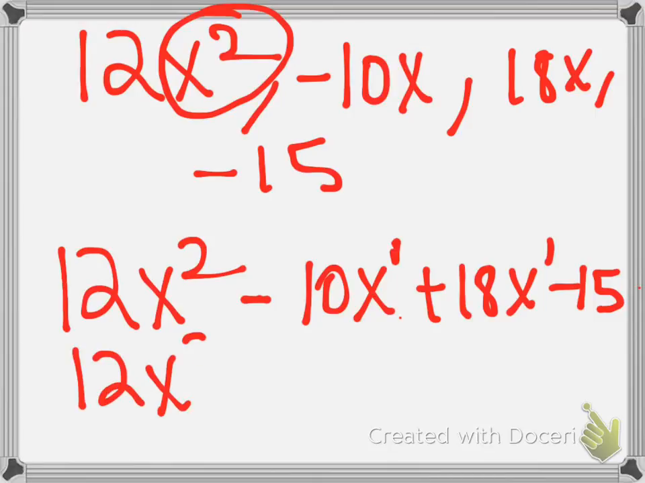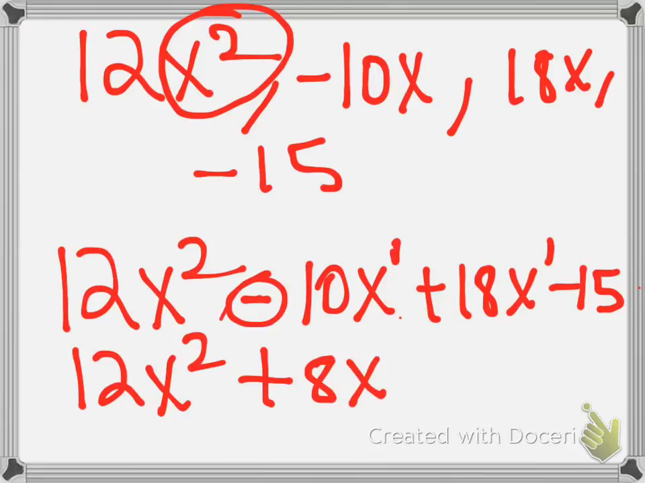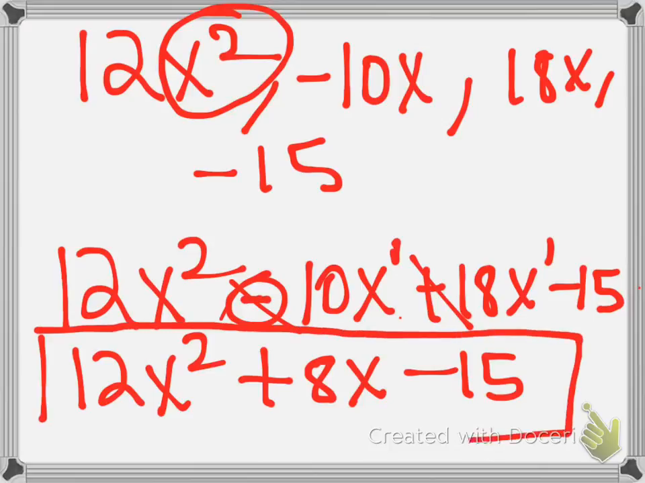And now let's just simplify this to get the answer. Negative 10x plus 18x. Well, what is that? What's 18 minus 10? 8. Basically 18 minus 10 is 8, obviously. And here the bigger number is 18, so we get a positive sign. That's the sign of the answer. And we just bring down the 15. So this is the answer. It's always important to write in the standard form.